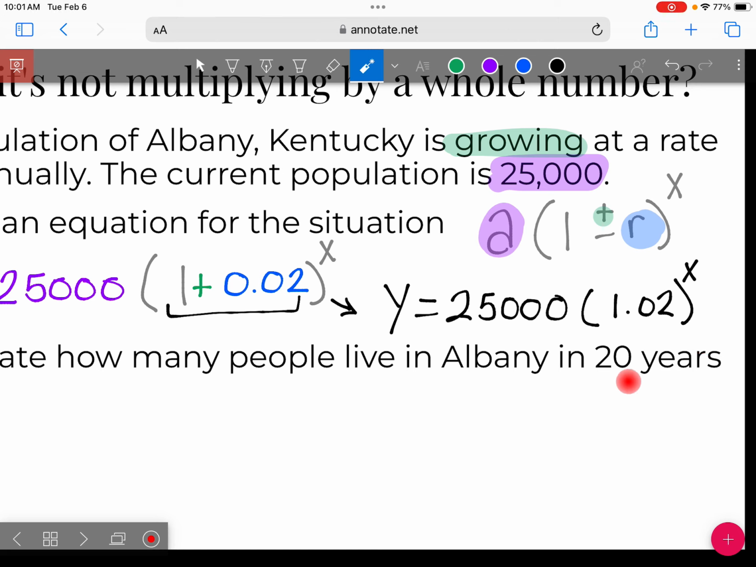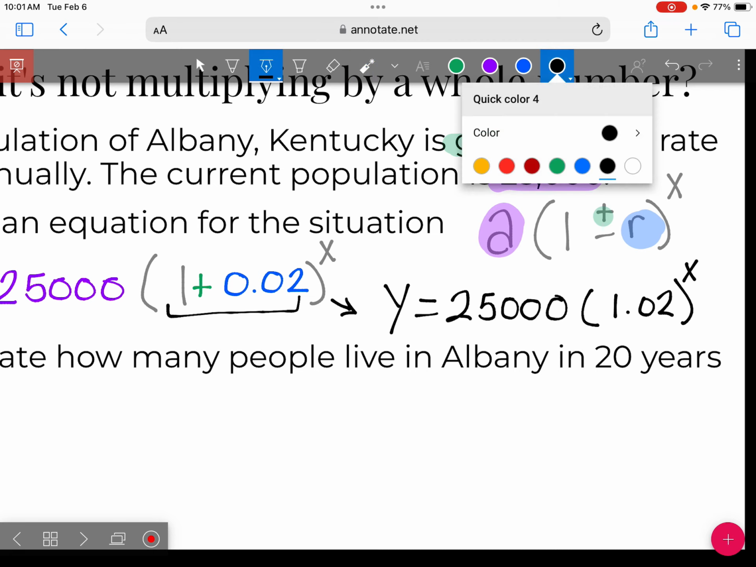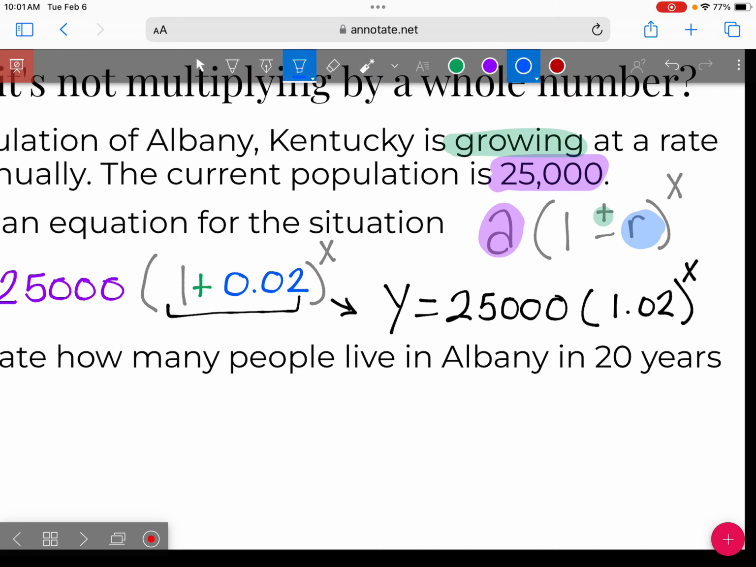Then what we're going to do is estimate how many people live in Albany in 20 years. What are we going to do with that 20? What are we going to do with this? Put it in for x. Exactly right.